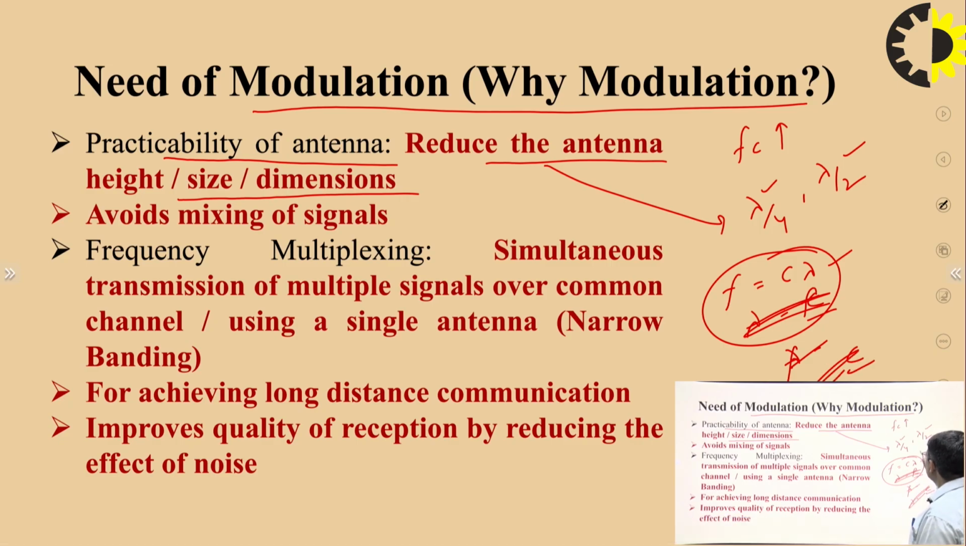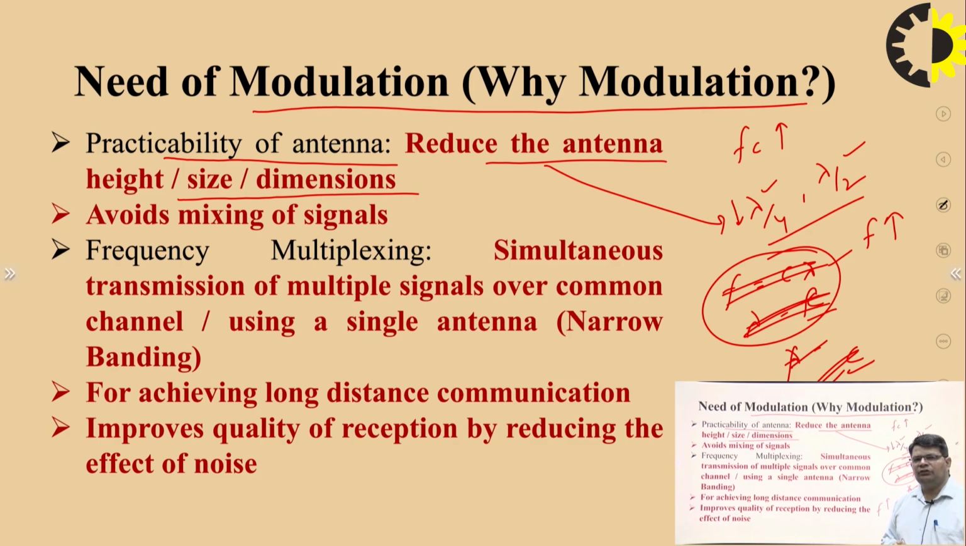So there is an inverse relationship of this frequency with the wavelength. Whenever the frequency is high, this lambda will be low, and whenever this lambda is low, then the antenna dimension will also be less. So we can say that whenever the frequency of the signal is high, the lambda will be low, and if lambda is low, the dimensions of the antenna will also be low.